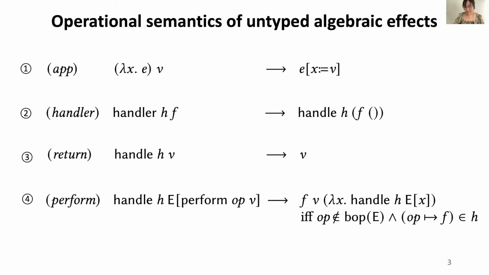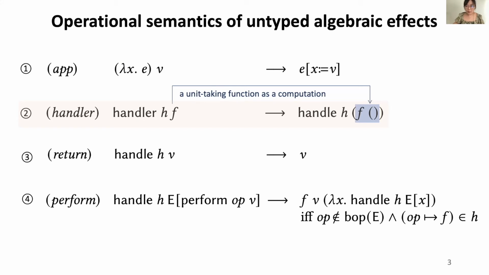This page gives the essence of the untyped semantics of algebraic effects. But please don't get scared. While being formal, the operational semantics is quite intuitive, and we will go through the rules one by one. The first rule is just the standard call-by-value beta reduction. The handler rule is where we define a handler. As we have seen, the computation to be handled is always a unit-taking function, which essentially corresponds to a suspended computation. We execute the computation and it turns a handler into a handle.